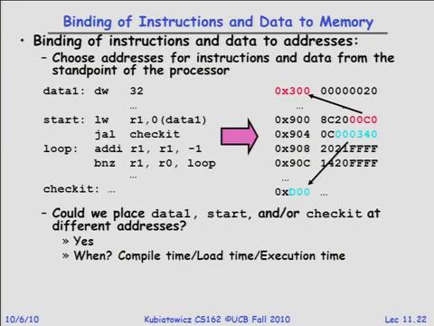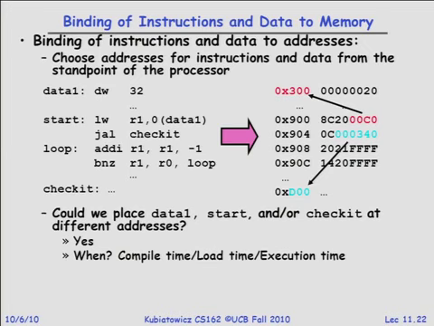When do we do this? Well, that gets kind of interesting. We could do this at compile time. We could do it at load time. We could do it at execution time. So this binding of addresses doesn't necessarily have to happen at the very beginning. It might wait until the very end when it's about to execute before it binds. And that's what we're going to talk a little bit about here.